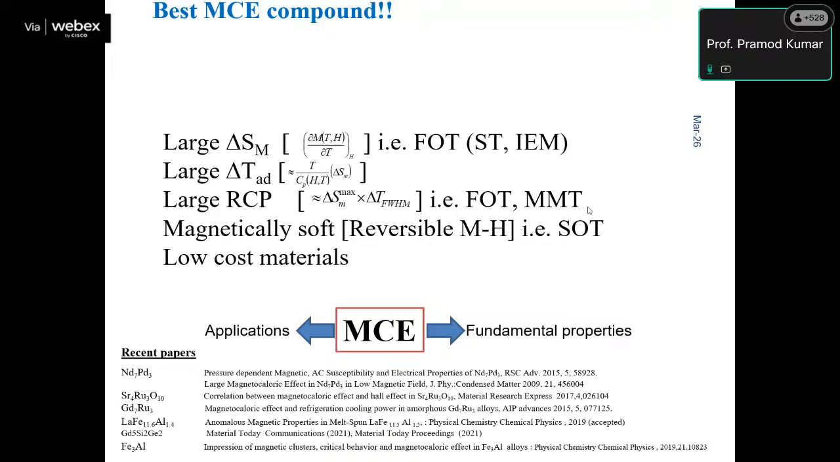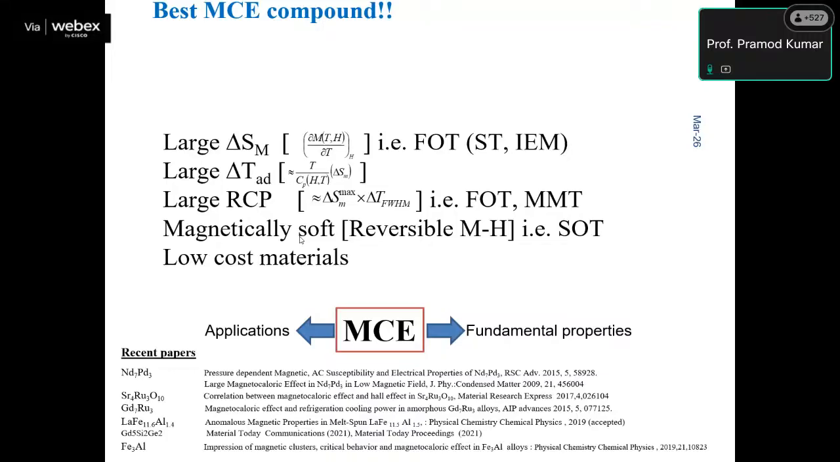Another very important point is whether the magnetic material is soft. Whenever you have a material, you have two possibilities: a hard magnet or a soft magnet. Hard magnet means when you measure the MH loop, you will get a large hysteresis. If you have some material where this hysteresis is very, very small, such a material is basically known as a magnetically soft material. And of course, when you choose the material, you have to look at the material cost also.